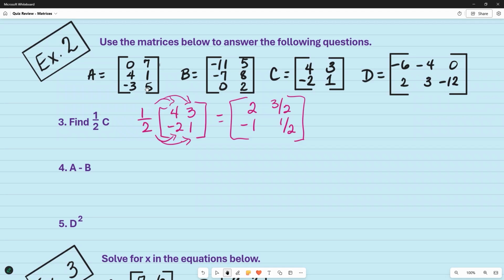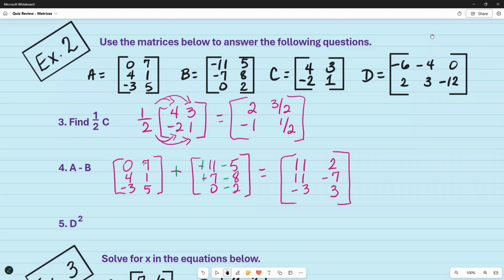Whatever follows that subtraction sign has to change because this is really -1 distributed to each element inside of matrix B. So it will look like this. I'm just going to change each sign inside of matrix B, and then I'm going to go ahead and change this to a plus sign. And now I can just go ahead and add each element that's in the same position. So 0 and 11, 7, -5, 4, 7, 1, -8, -3, 0, 5, and -2. What I will notice when I'm adding and subtracting is because I have to have the same dimensions of my matrices, my answer will be the same dimension as well. So it's still going to be a 3 by 2.